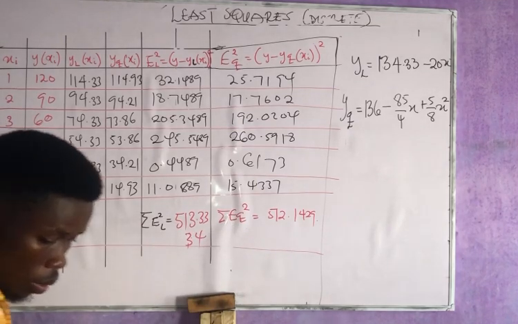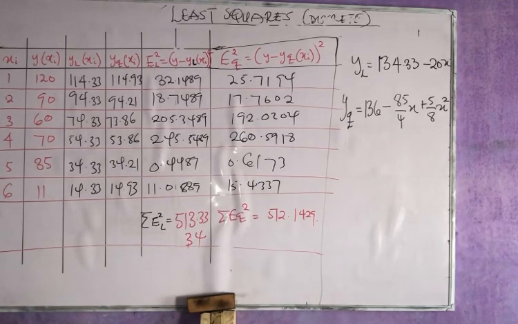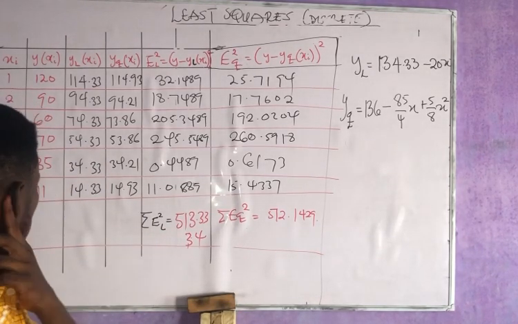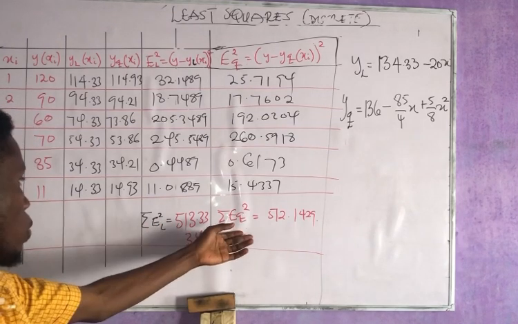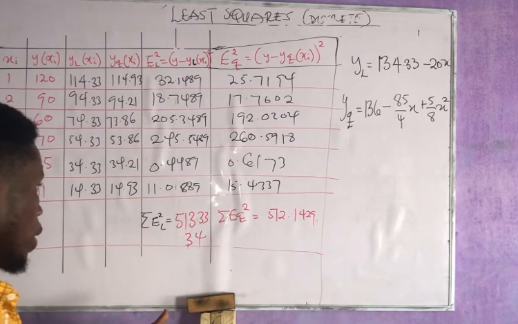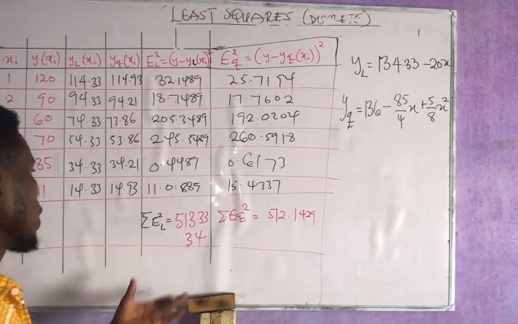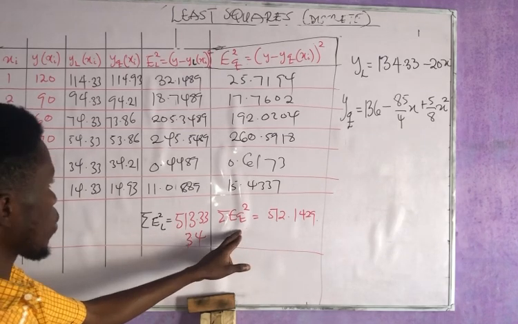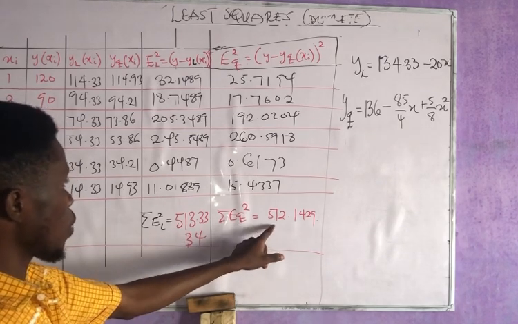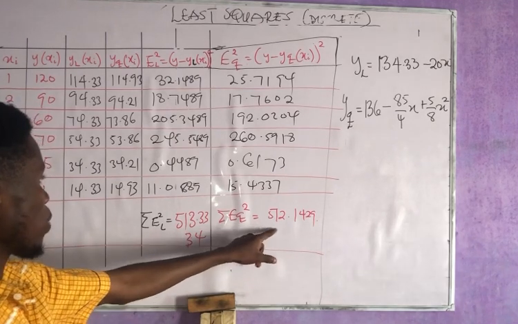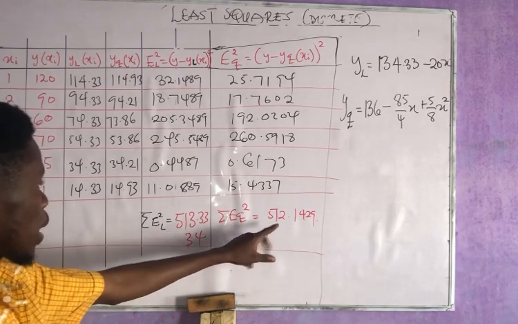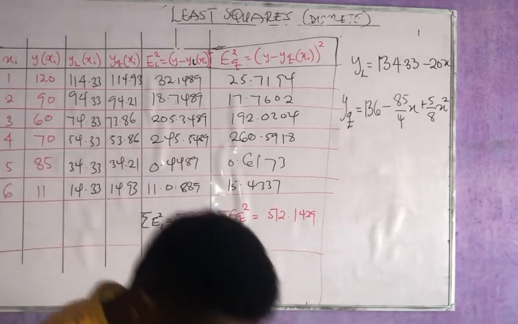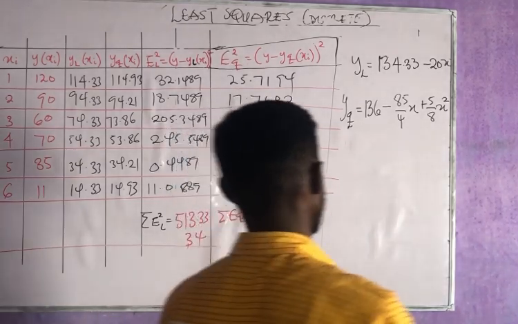Now, to know which one of them is appropriate, you compare. You look at the one that is least. These things are errors, and the greater the number, the higher the error. So if you look at this, which one has the least number? The linear one has 513, and the quadratic or parabola one has 512. It tells you that the parabola one will be more appropriate because it has a smaller number, or less error, than the linear one. So this is how you write it.